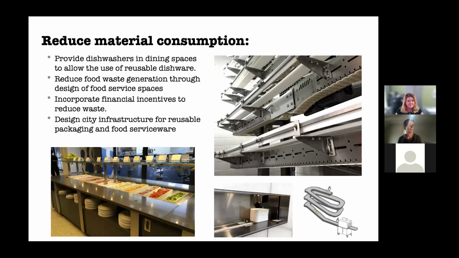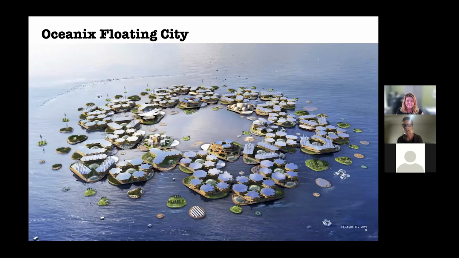For example, one of these things on the right is actually a 3-story dish carousel that takes reusable dishes down to the cellar, where floor area is a lot cheaper. But we also need to look at designing food waste buffets so there's less waste, how we incorporate tracking and financial incentives, and really designing at a larger scale, designing the city infrastructure for reusable packaging and food serviceware. So it's just like a litter bin disposing of your reusables. And that's much easier to do if you're designing a city from scratch.